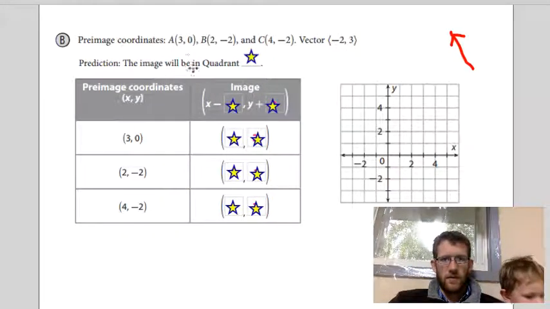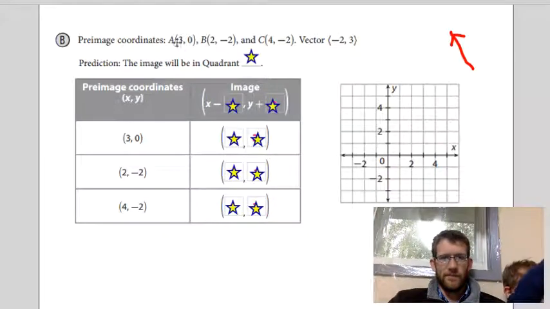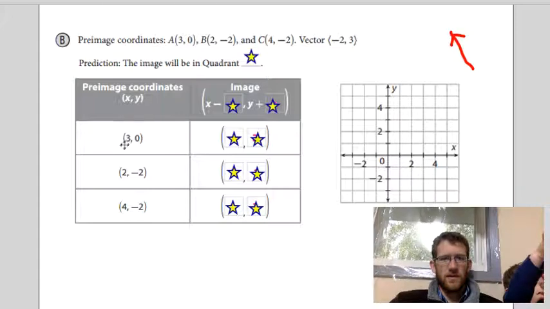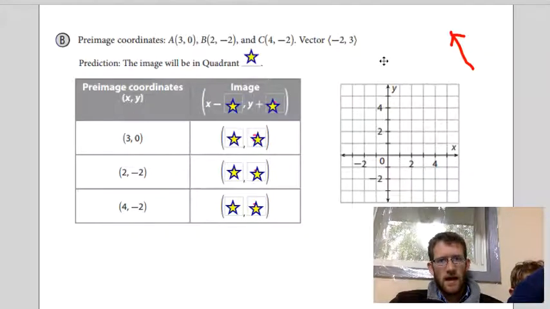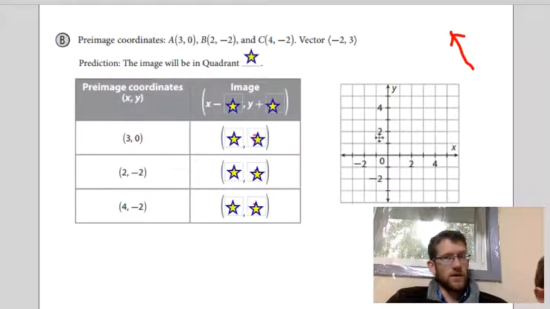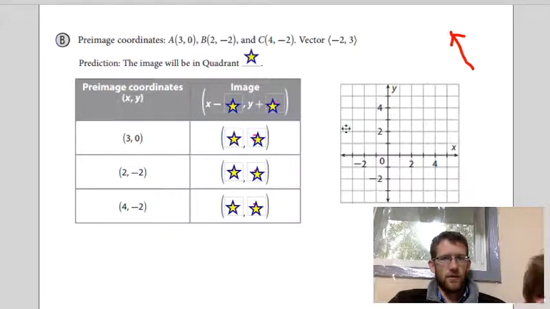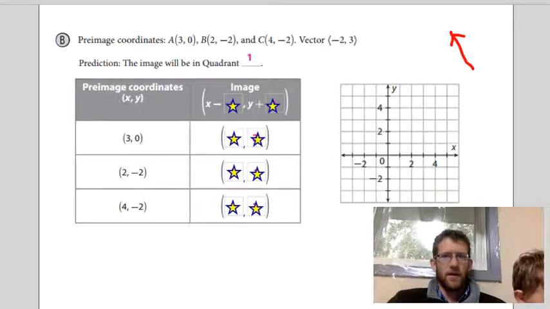The general prediction is, okay, so all of these values are positive for the first value and negative for the second, which means that they're in the fourth quadrant. After we apply this vector of -2, 3, we're going to move up in this direction. So we can make a prediction of what quadrant it'll be in. We can be like, oh, maybe it's in quadrant 2 here. We'll see. Oh, 1, sorry.